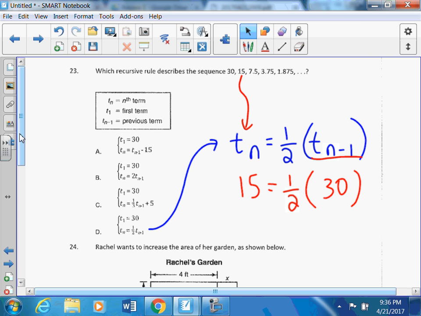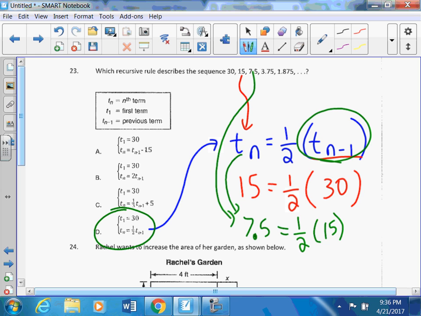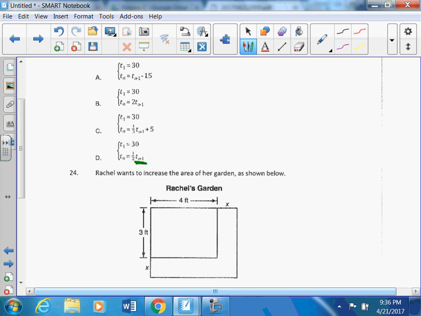Why don't we take 7.5, plug that in for the nth term. Okay, so again, 7.5 is my nth term, equals 1/2. And I've got to do my previous term. Previous to 7.5 is 15. And is half of 15 7.5? It is. So D is going to be your answer. So what you're doing is you're basically taking the previous term here, and you're timesing it by half, or dividing by 2, and you're getting the current term.